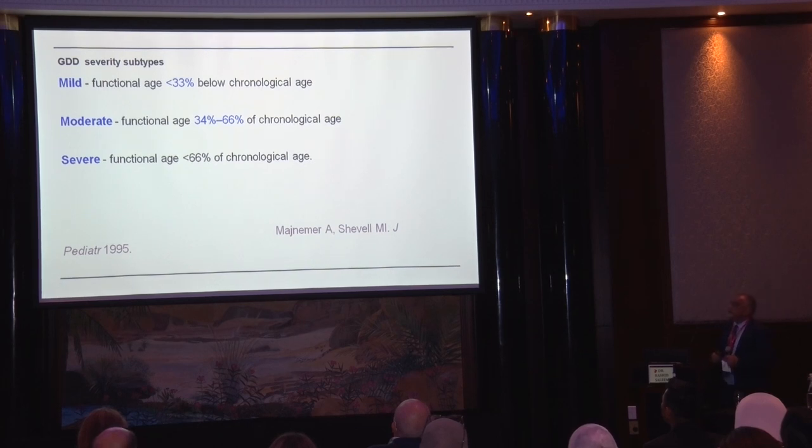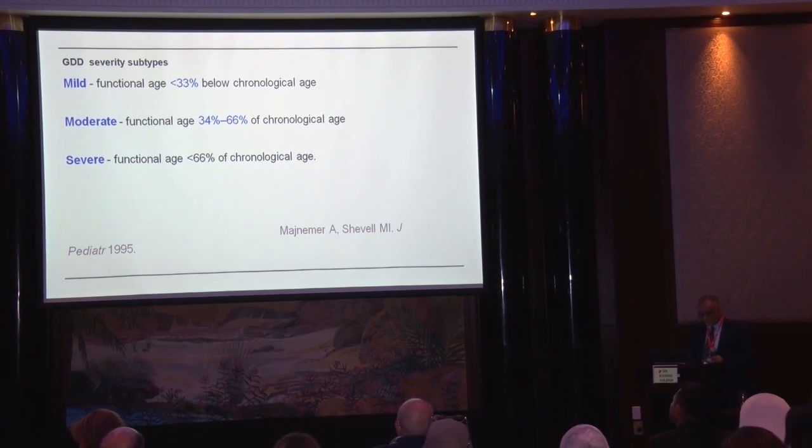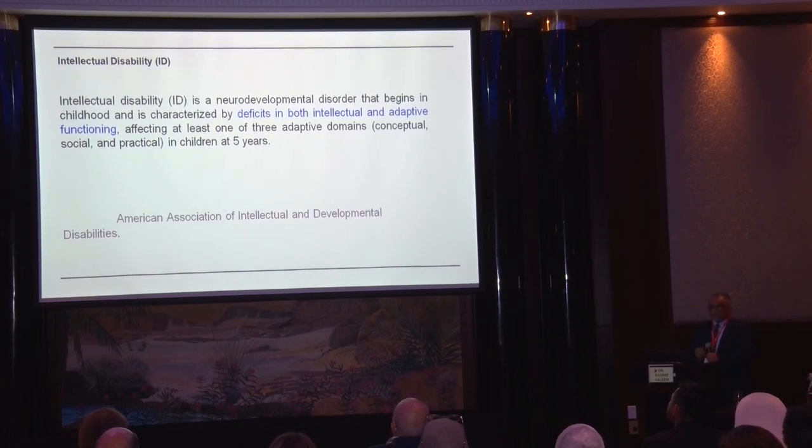Now, global developmental delay can be divided into different subtypes based on the severity: mild, moderate, and severe. The mild one is basically 33% below the chronological age for the child, and then moderate and severe are 34 to 66%, and over 66% below the chronological age of the child. Now, intellectual disability is basically different from global developmental delay in the way that here you need deficits in two domains, both intellectual function as well as adaptive functioning. And adaptive functioning deficit at least in one of the domains, which are the conceptual, social, and practical domains. And it applies to children who are 5 years and older, when you can actually measure the intellectual function.